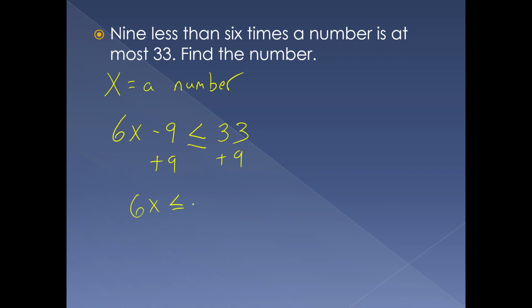6x is less than or equal to 42. Divide both sides by 6. X is less than or equal to 7. By the way, I hope you are pausing the video.